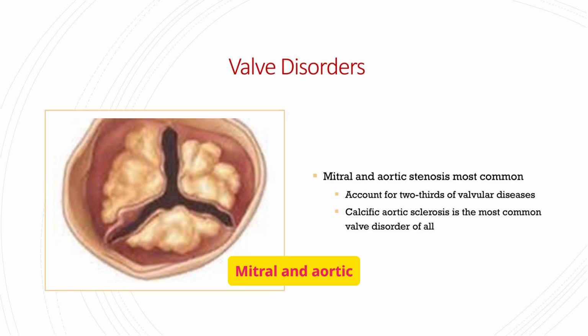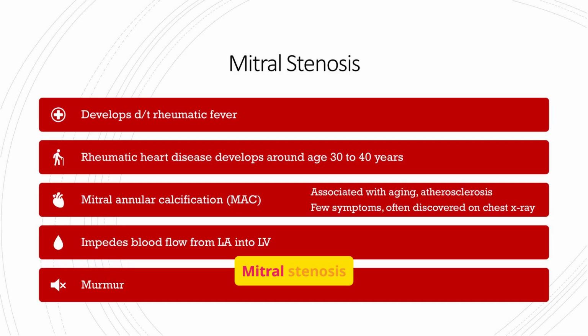Mitral and aortic stenosis are the most common valve disorders. Calcific aortic sclerosis is the most prevalent valve disorder overall, particularly in older adults. Mitral stenosis typically develops due to rheumatic fever. Rheumatic heart disease often manifests around age 30 to 40.